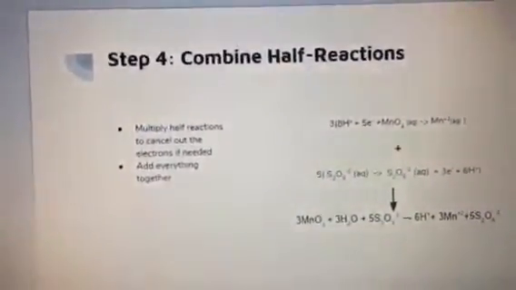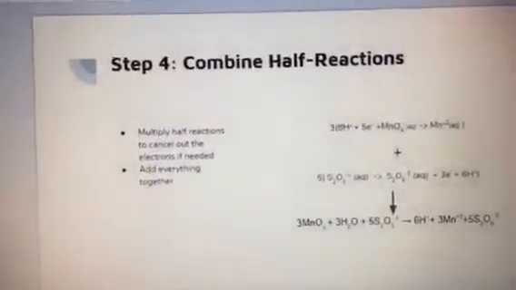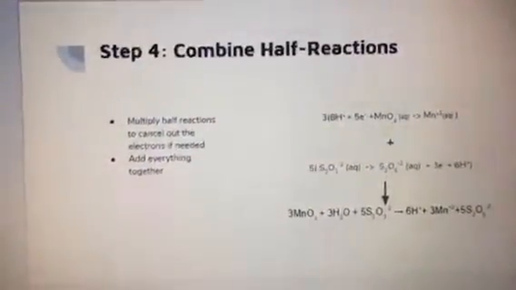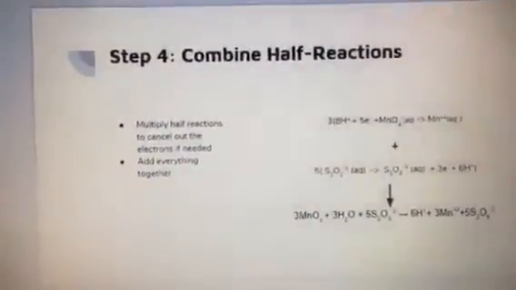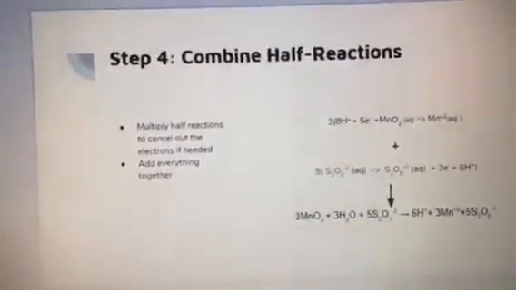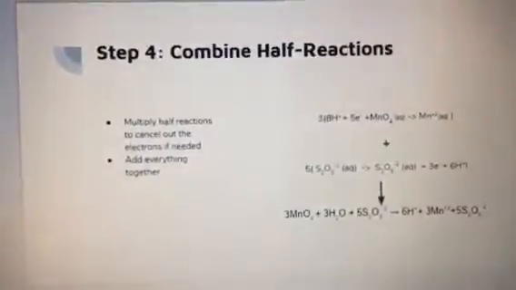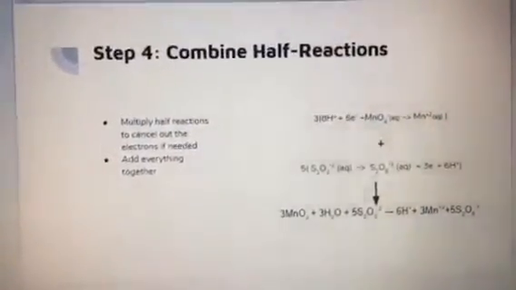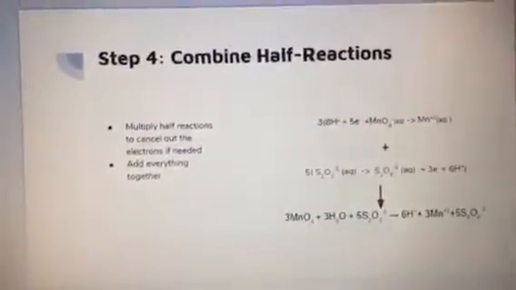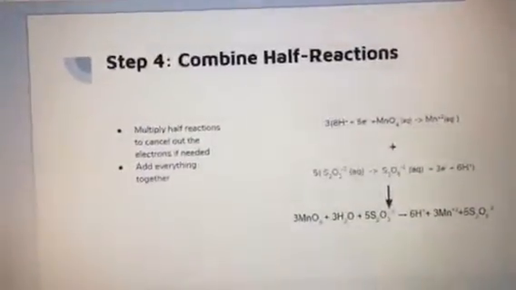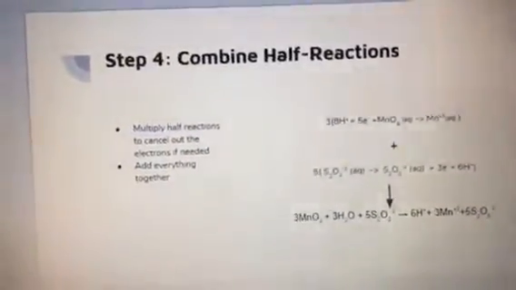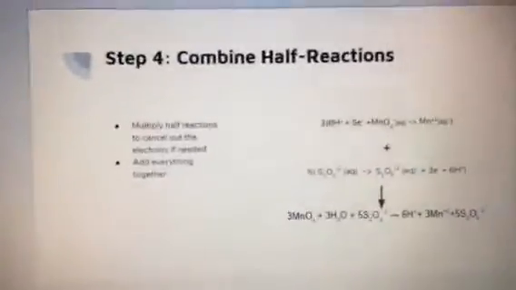The electrons need to be equal in order to cross out, so we have to look at the bottom half reaction too. Now we look at S2O6 and see that it needs to gain 3 electrons in order to become S2O3. Next, we multiply the top reaction by 3 and the bottom by 5, so that we can fully cross them out. Now we basically add everything together to make it a full redox reaction again.